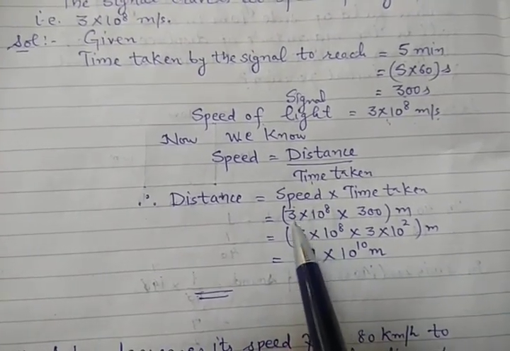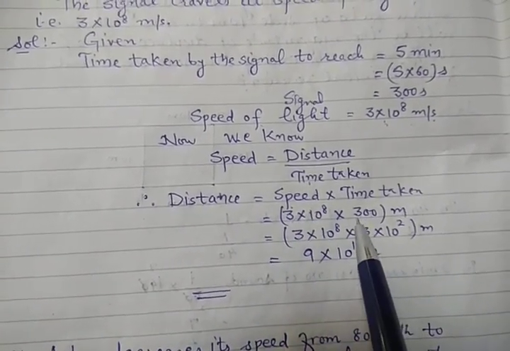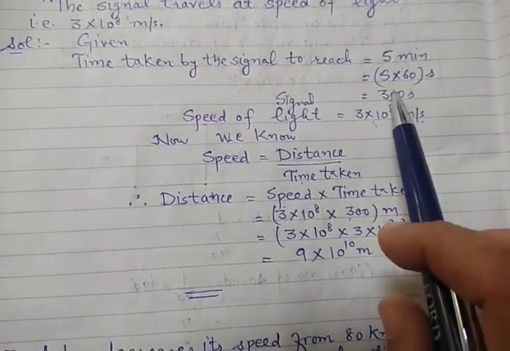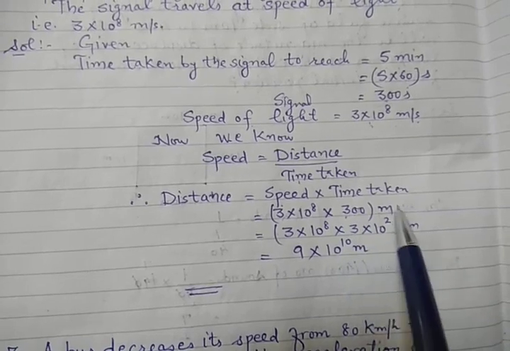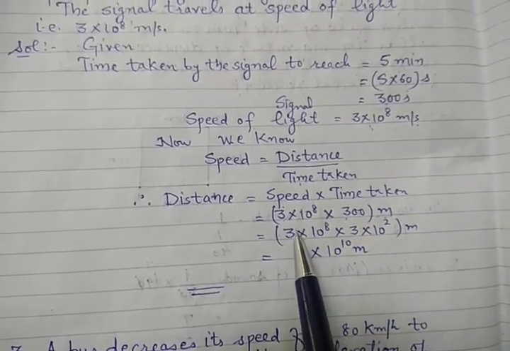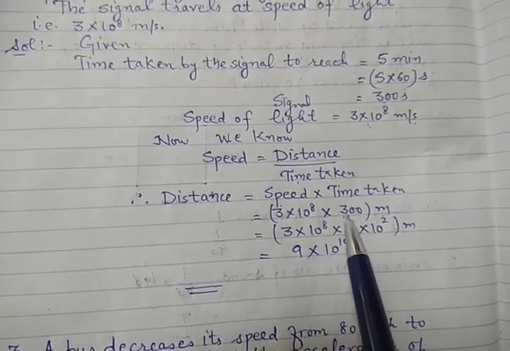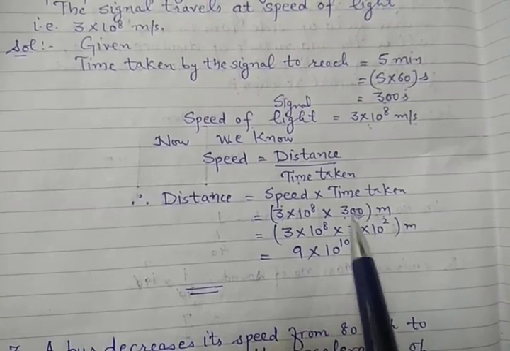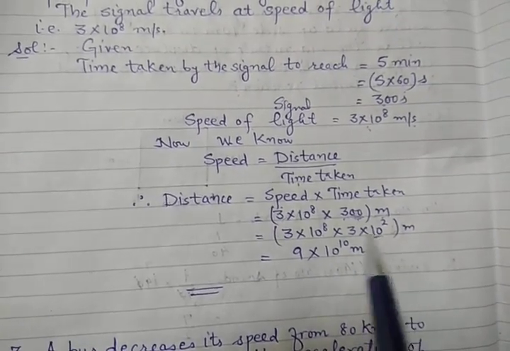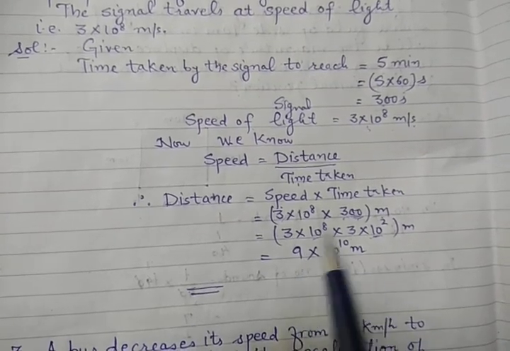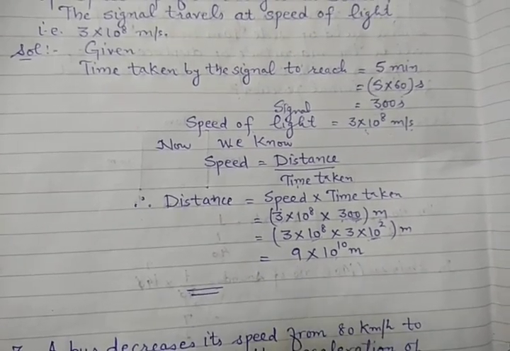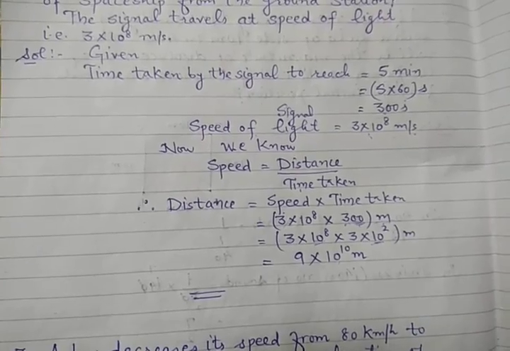So this is the speed, 3 into 10 to the power 8. Time taken is 300. Why 300? Because 5 minutes, 5 into 60, is 300 seconds. So distance is always in meters. So 3 into 10 to the power 8, times 3 into 10 to the power 2. 10 to the power 2 means 100. So the base is the same, powers get added. 8 plus 2, this is 10 to the power 10. And 3 into 3, 9. So the distance is 9 into 10 to the power 9 meters.